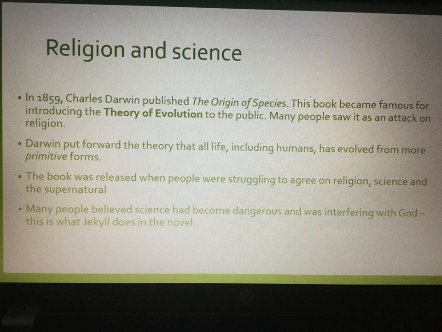Religion and science, and I shall go into more detail about science in a second. In 1859, Charles Darwin published The Origin of the Species, and this book became famous for introducing the theory of evolution. Many people saw it as an attack on religion. Darwin put forward the theory that all life, including humans, had evolved from more primitive forms. The book was released when people were struggling to agree on religion, science, and the supernatural. Many people believed science had become dangerous and was interfering with God. And this is what Jekyll does in the novel.